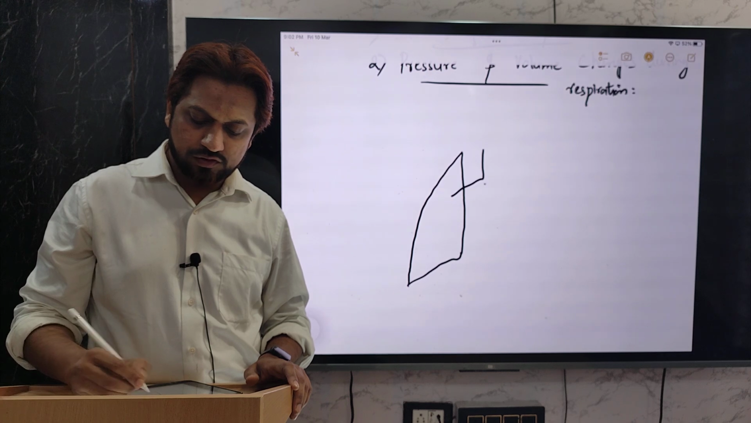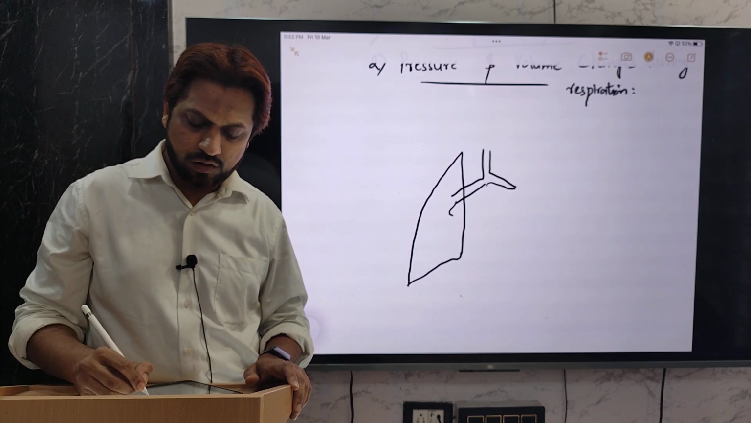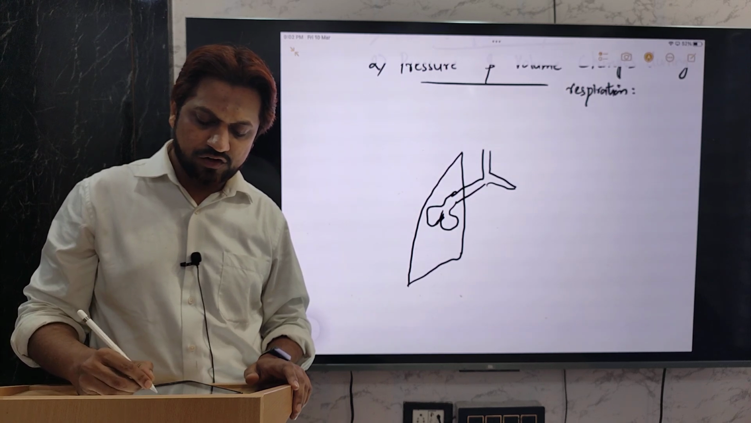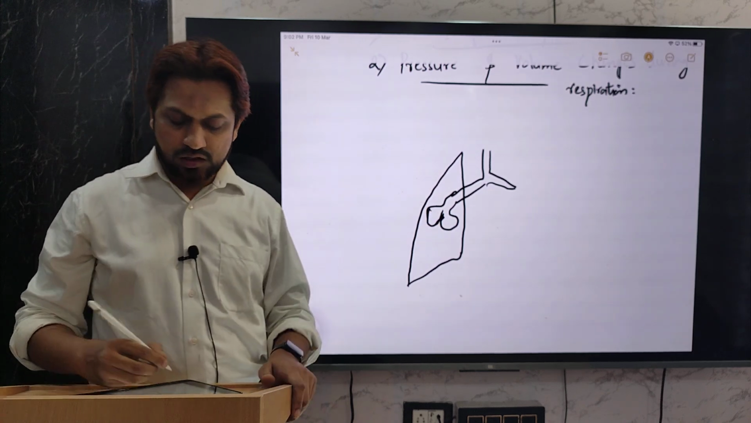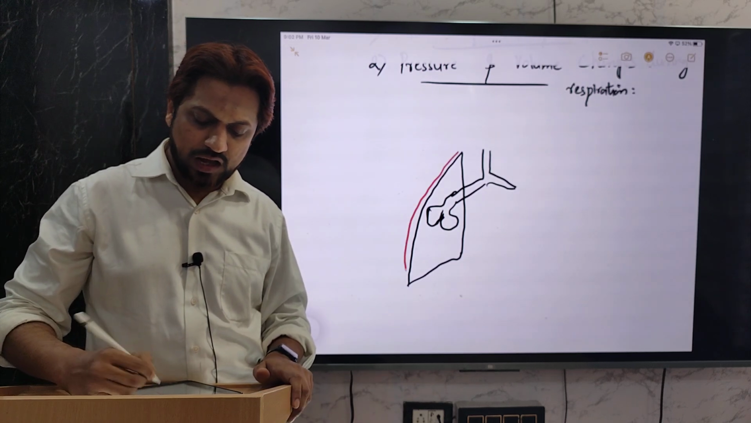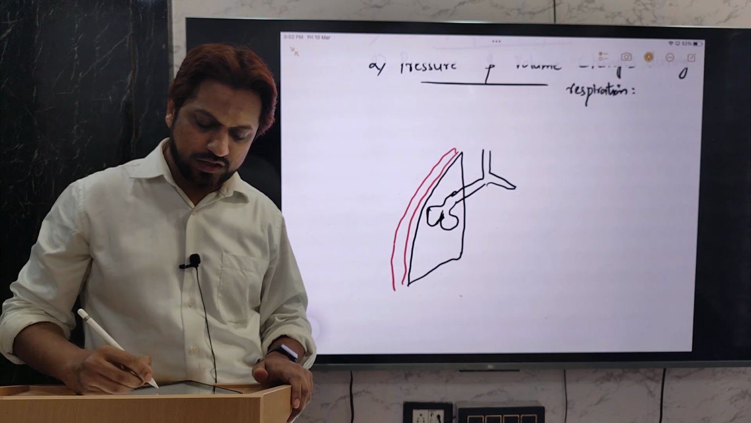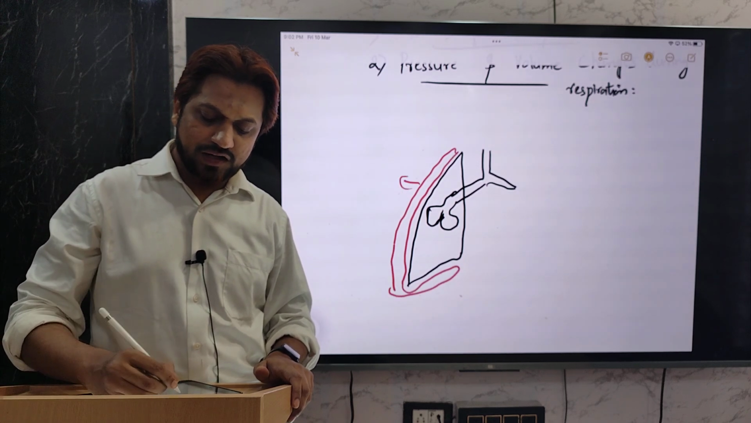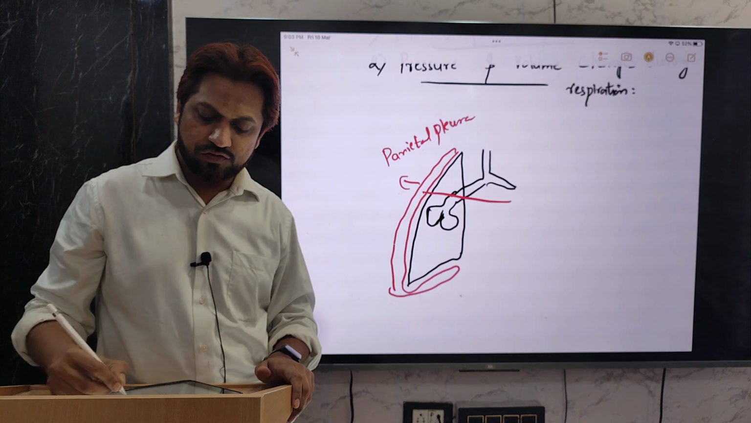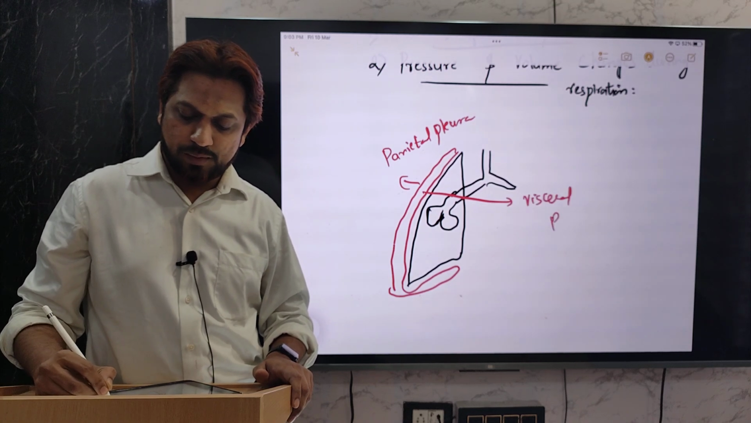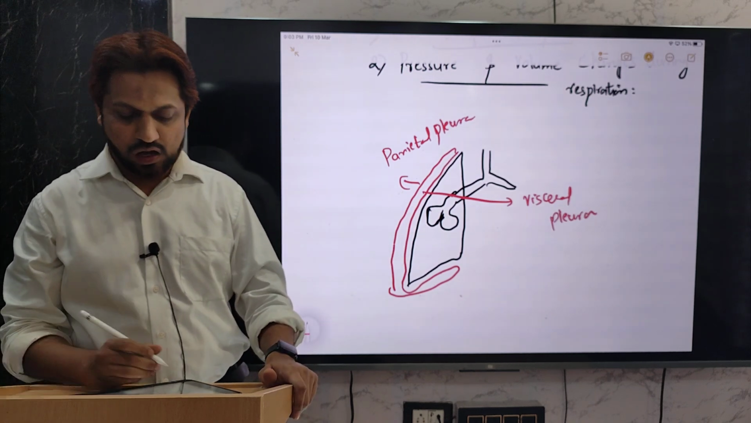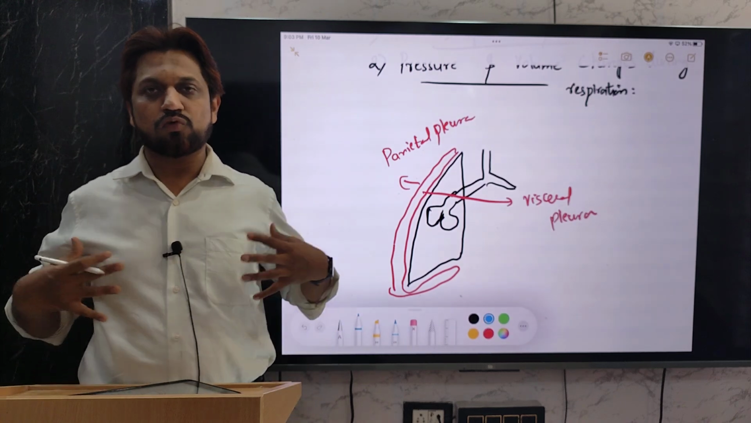As you know, this lung tissue is mainly made up of air filled structures, the structural unit known as alveoli. Over this lung tissue there is a covering known as pleura, and as you might know, it consists of two layers. The outer layer is known as parietal pleura, and the inner layer is known as visceral pleura. The space in between these two layers is known as the pleural cavity or pleural space.